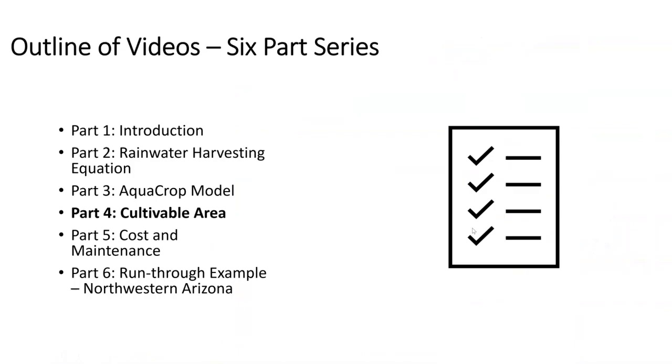So with that, here is an outline of our remaining videos, in which part 4 will look at the area that can be cultivated. Again, we're going to be using the net irrigation requirement that we simulated with the AquaCrop model, as well as the crop yield. Part 5 will look at the cost of maintenance, and then a quick run-through example for part 6.